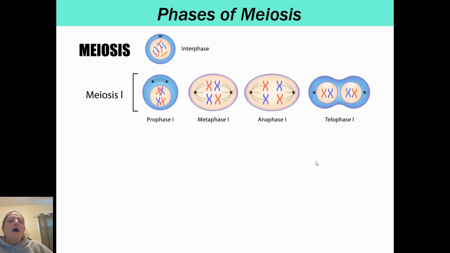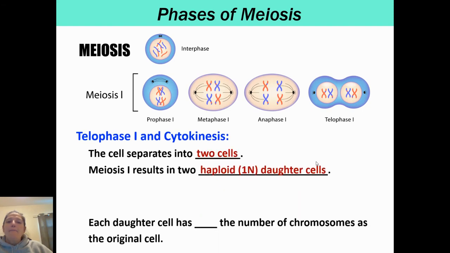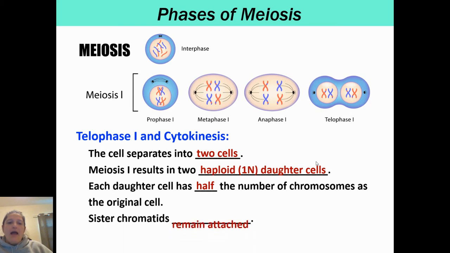So FYI. All right. Next phase, of course, is telophase and cytokinesis. Again, this is very, very similar. At the end of telophase and cytokinesis, the cell separates into 2 cells. Meiosis 1 results with 2 haploid daughter cells. Each daughter cell has half the number of chromosomes as the original cell. Because remember, in metaphase, we separate those homologous chromosomes. They move apart from each other. So now we end up with half the number of chromosomes as the original cell. At the end of telophase 1, though, my sister chromatids are still going to be attached to each other. Kind of important.